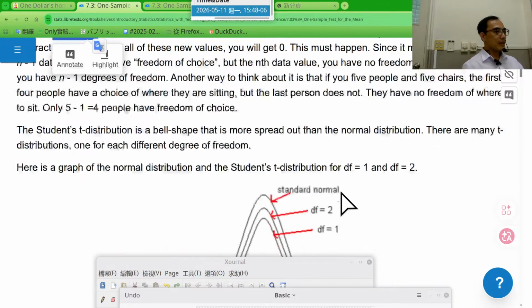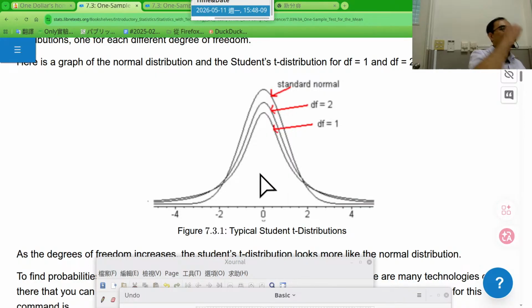Okay, let's move on. As the degrees of freedom, the number, increases, the curve approaches the normal distribution. But when the degrees of freedom are smaller, the shape of the t distribution curve is a little bit wider and shorter than the normal distribution.